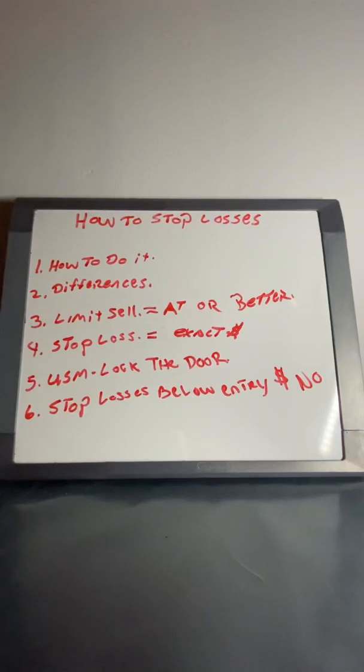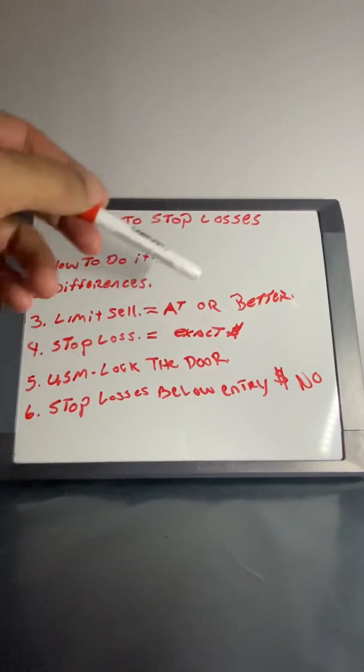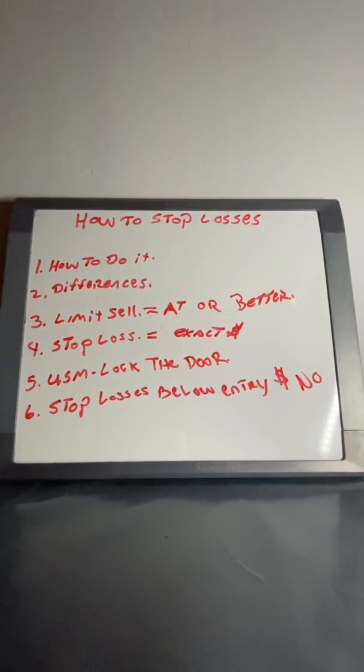So, number two, let's address the differences. Limit sell is at or better. Remember, limit sell is at or better. So it's at whatever price you set it at or better than that price. The other difference is limit sells are usually set right after you buy the stock.